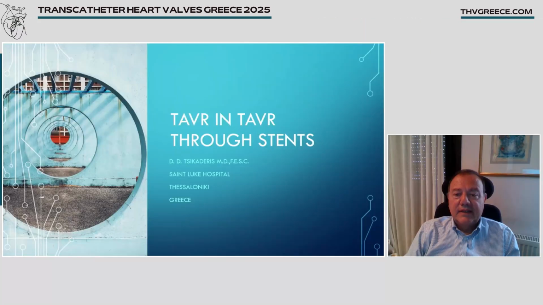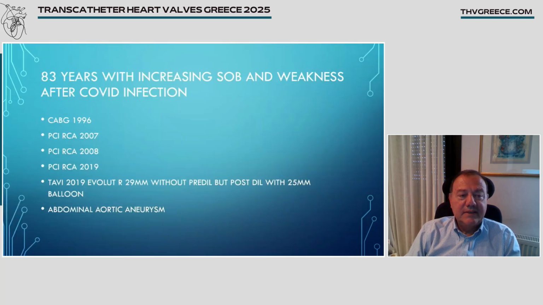Okay, my case is TAVR in TAVR through stents from the iliac and abdominal aorta. Our patient presented to us about a year ago. He was 83 at that time. He had increased shortness of breath and weakness after COVID infection in December 23.